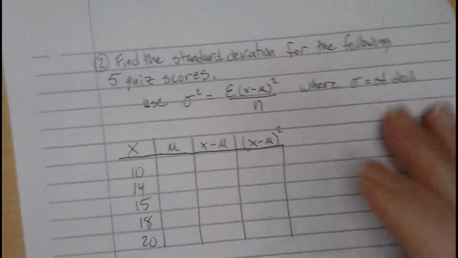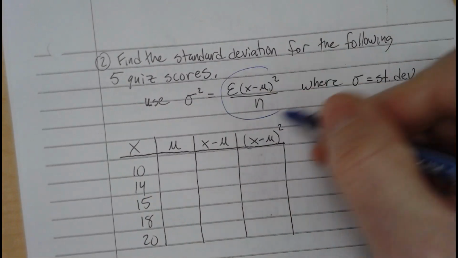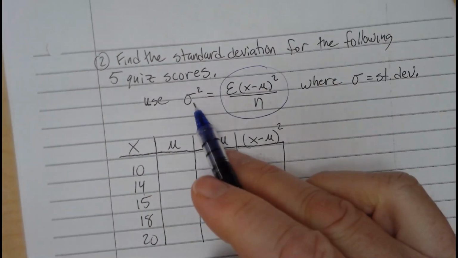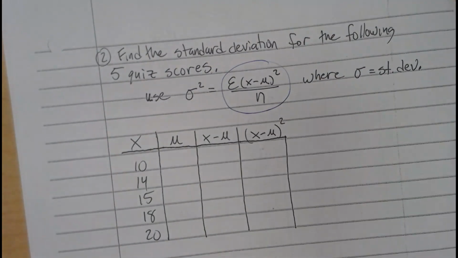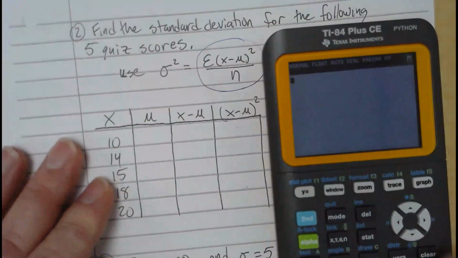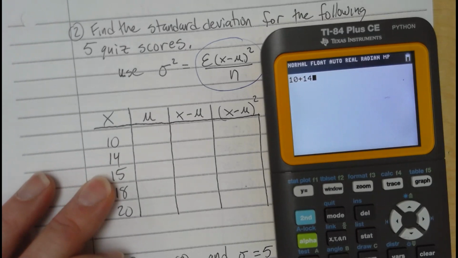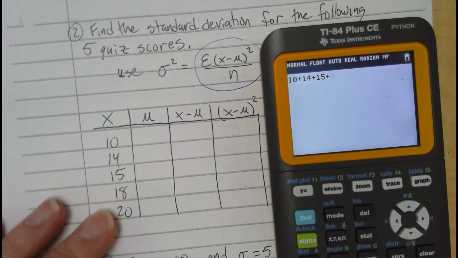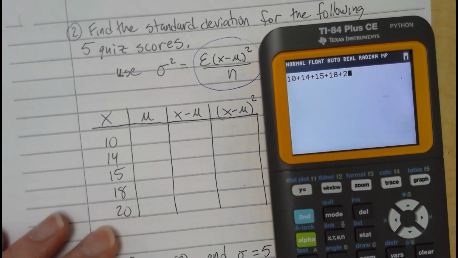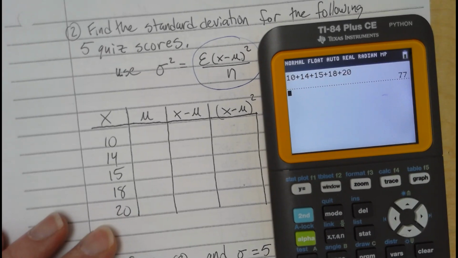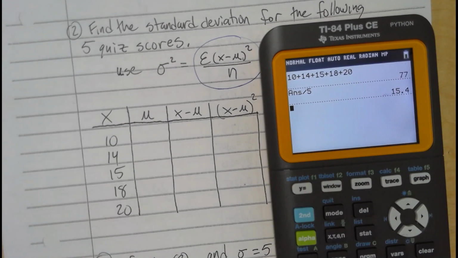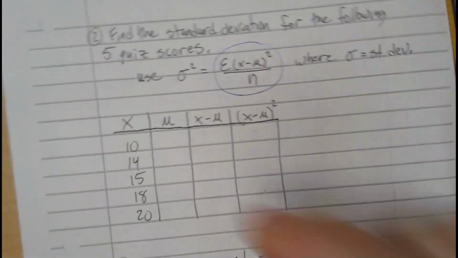Okay, next page. So I want you to go through and find the standard deviation using this score, and then you take the square root to find the standard deviation. The first thing you have to know is the average. So we're going to type these in. 10 plus 14 plus 15 plus 18 plus 20. All right, that's 77. Divided by 5, because there's 5 numbers. So that's 15.4.